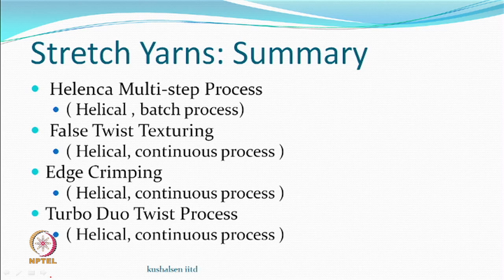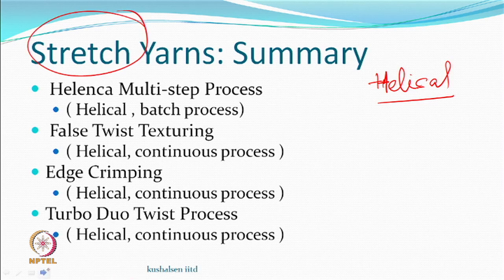Why? Because the common factor is twist. No, it is not. Common factor is that in some way we are actually making helical structure. That is the common. In one case, we are not twisting at all, but we are getting helical. So, what do we learn? We learn that if you want to make a stretch yarn, you make helical structure. Why? Because they will extend the maximum. You can get any structure, it does not matter.